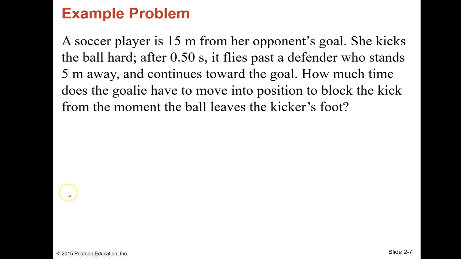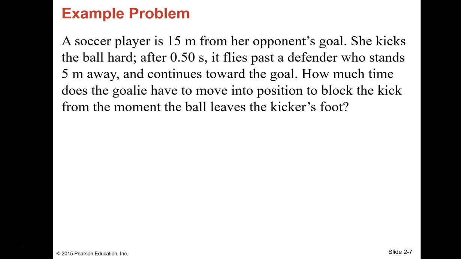Since it travels 5 meters in 0.5 seconds, 5 divided by 0.5 means it's moving at 10 meters per second. If the defender is 5 meters from the ball striker and the goal is 15 meters from the striker, there are 10 meters between the defender and the goal. If the ball is moving 10 meters per second and the goal is 10 meters from the defender, it will get from the defender to the goalie in a second. So from the moment the ball leaves the kicker's foot, it takes a total of 1.5 seconds to get from the foot to the goal.